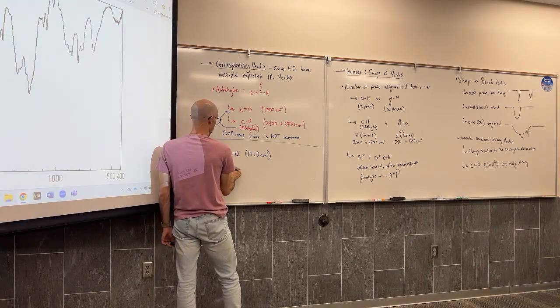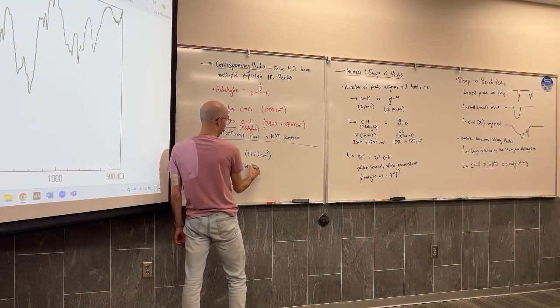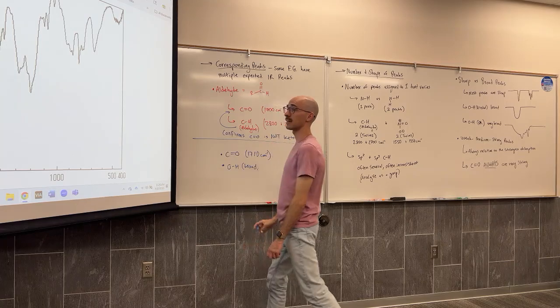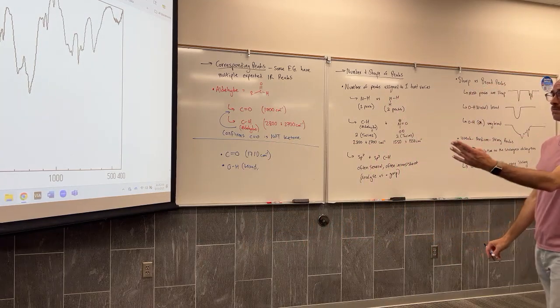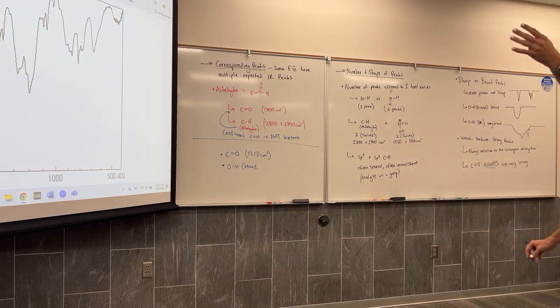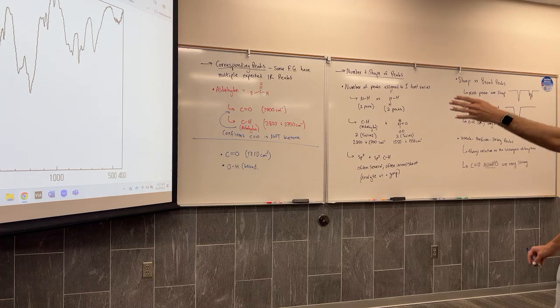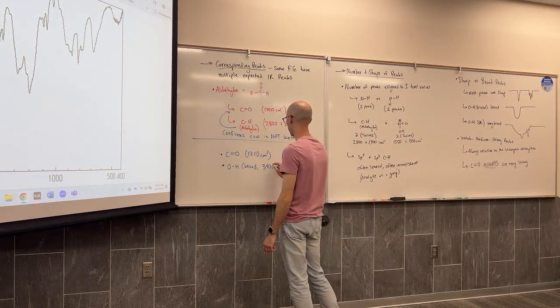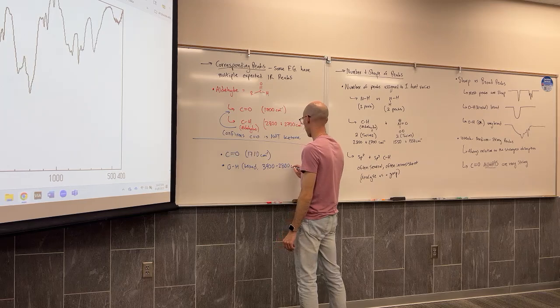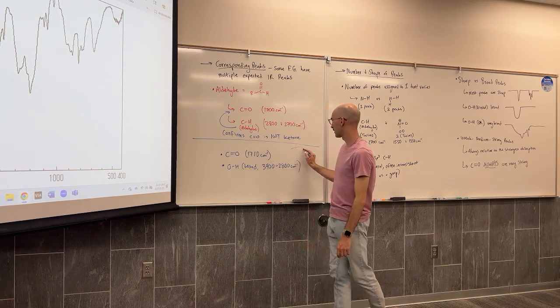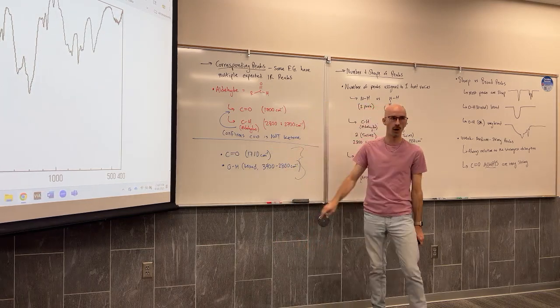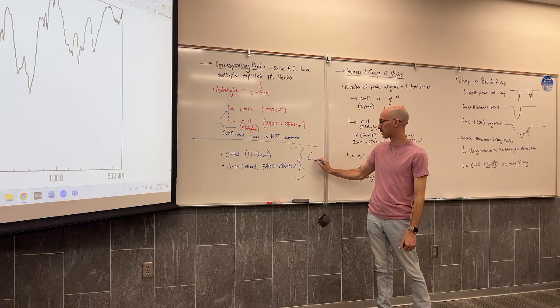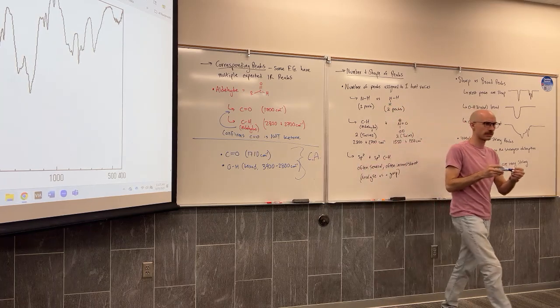So because I have OH broad, here the range looks like it's from maybe 3,400 down to 2800. Together, these confirm what my carbonyl is, a carboxylic acid.